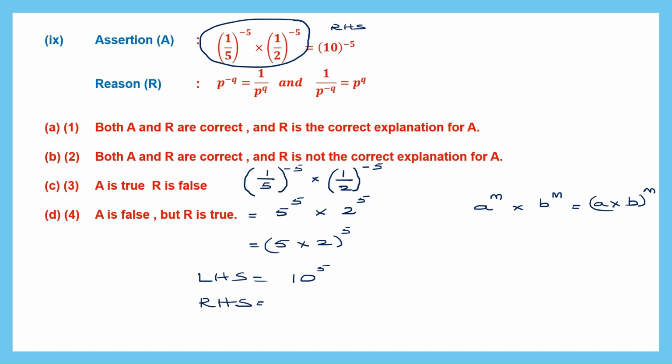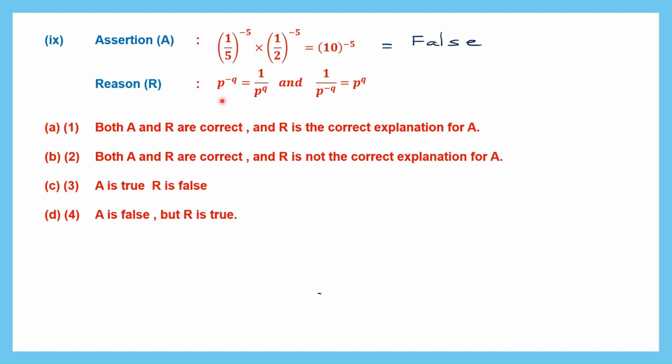Let's go back to the question. The right hand side is 10 to the power of negative 5. So as you can see, 10 to the power of 5 will not be equal to 10 to the power of negative 5. That means the assertion is false. So we have just found that out. Assertion is not true. It is false.